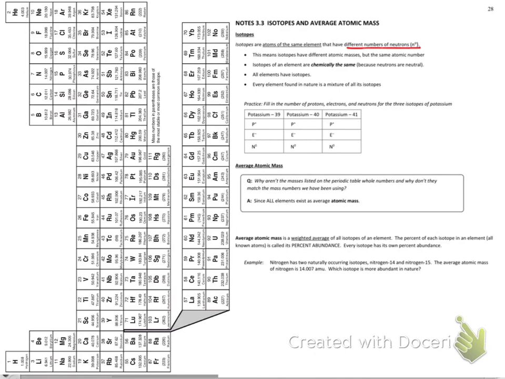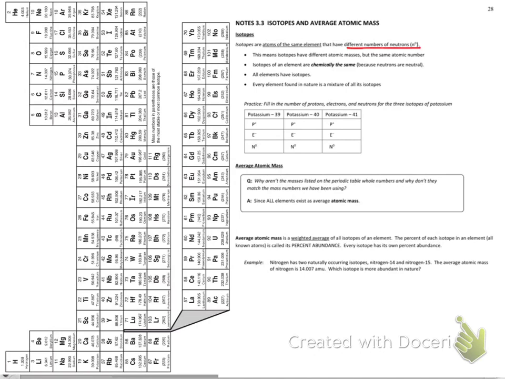And so, again, what is it that has an effect on the mass? It's going to be the presence of protons and neutrons. If you have more neutrons, then the mass is going to be greater. If you have fewer neutrons, then the mass is going to be lower. And so all elements do have isotopes, and of course, every element in nature is a mixture of all its isotopes.